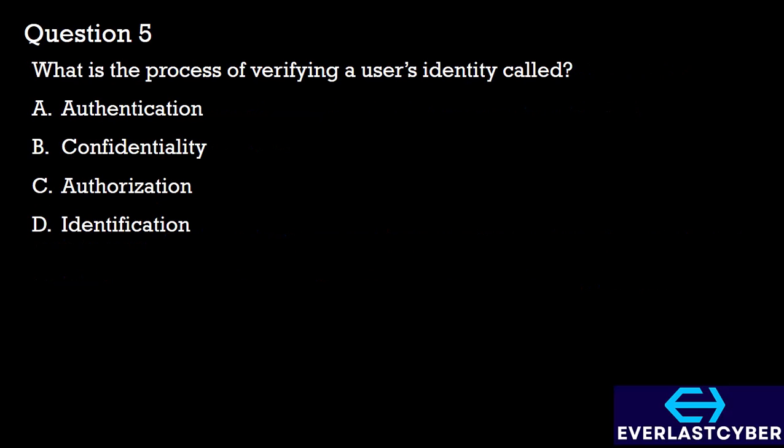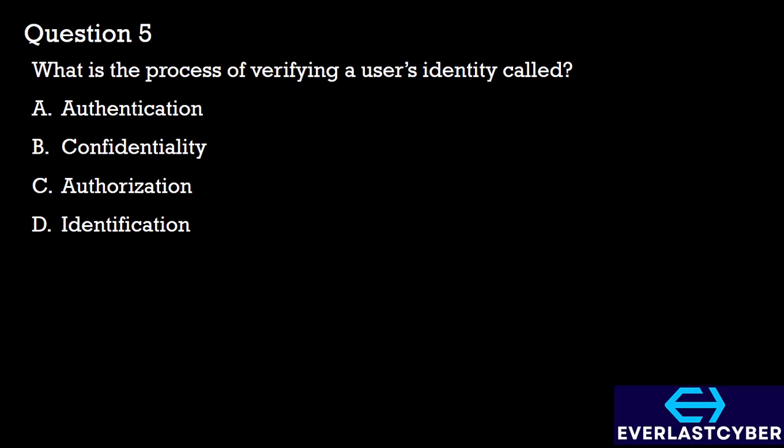Question 5. What is the process of verifying a user's identity called? A. Authentication. B. Confidentiality. C. Authorization. D. Identification. Authentication is the process of verifying a user's identity, and it is done through various means like the use of passwords, biometrics, and other credentials.